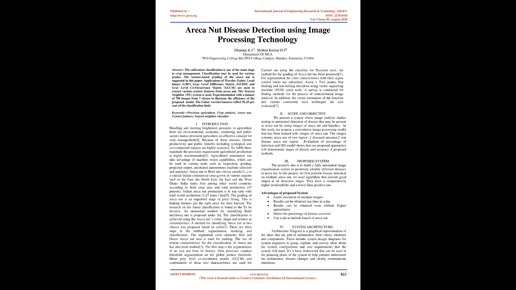Keywords: precision agriculture, crop analysis, areca nut, texture features, nearest neighbor classifier. Introduction: handling and meeting heightened pressures in agriculture from the environmental, economic, marketing and public sectors makes precision agriculture an effective concept for crop management. Because of these stresses, farmer productivity and public benefits, including ecological and environmental impacts, are highly expected. To fulfill these standards, precision in agricultural production is highly recommended.